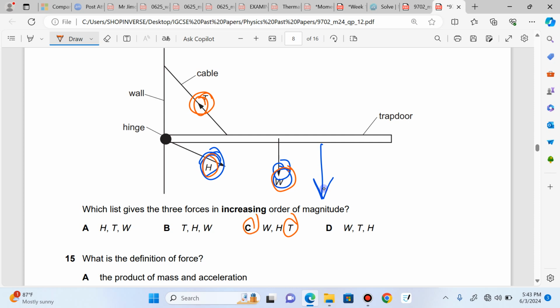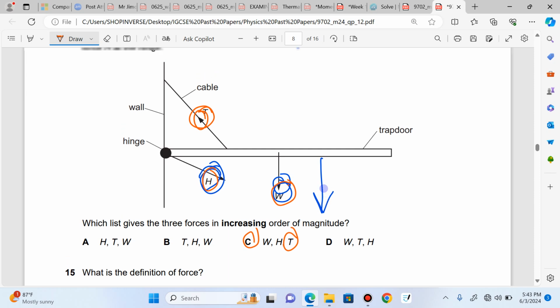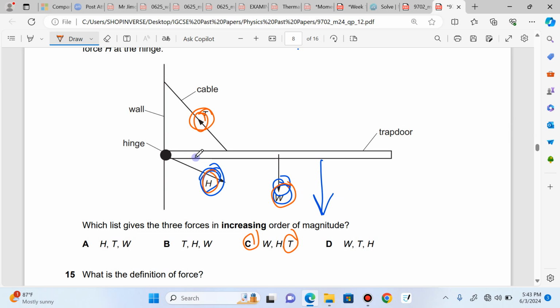Then also, we have to consider other factors such as resolving vectors. If you have to resolve the vectors, then you know very well that H must be high, so that by the time you resolve the vertical components, it gives you a reasonable value that sets the trapdoor in equilibrium. So H must be very, very high because it is inclined at an angle. Okay? Yes, H must be high.